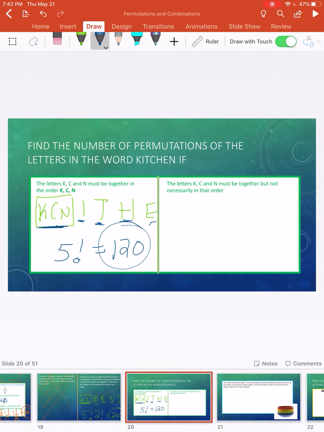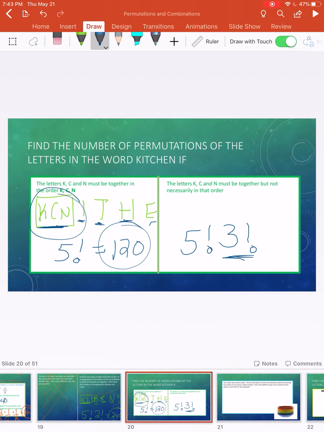So the next question says the letters K, C, and N must be together, but not necessarily in that order. So I can write this all out, but really I'm going to have the exact same question. I'm going to have 5 items that I'm organizing here, or arranging, okay? But because K, C, and N can be in any order, then I'm actually going to times this by 3 factorial. This 3 factorial represents all the ways you can arrange K, C, and N.